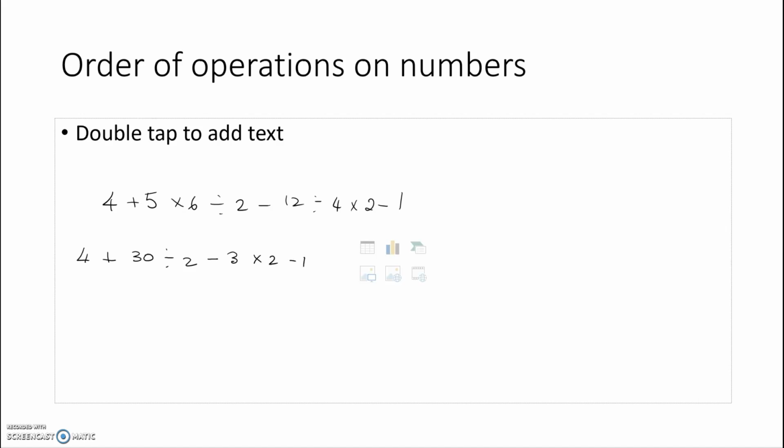Now I haven't done everything. I've just done a first sweep. So a second sweep, now I'm going to do my division. So it would be 4 plus 30 divided by 2 is 15 minus 3 2s are 6 minus 1. Now, all I've got left to do is addition and subtraction. So now I'm just going to work from left to right. 4 plus 15 is 19, minus 6 minus 1, which would be minus 7, is equal to 12.